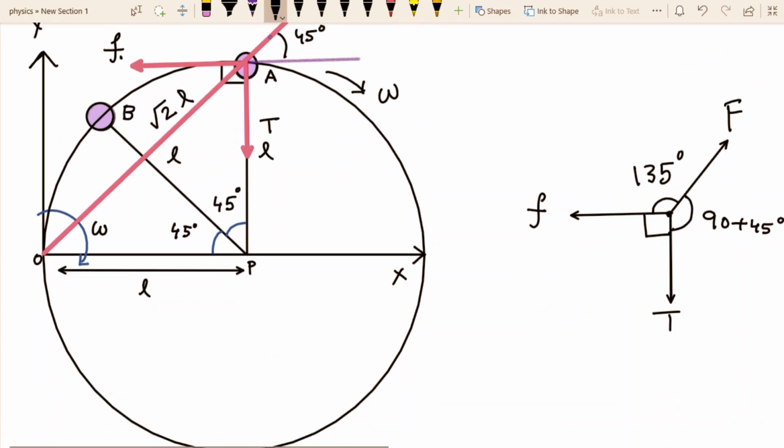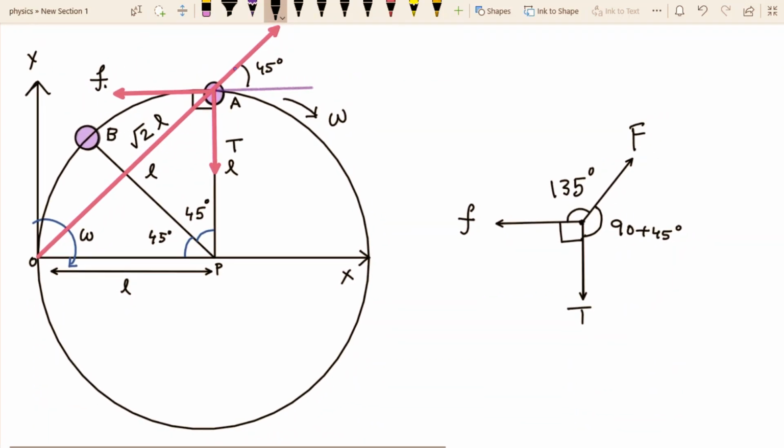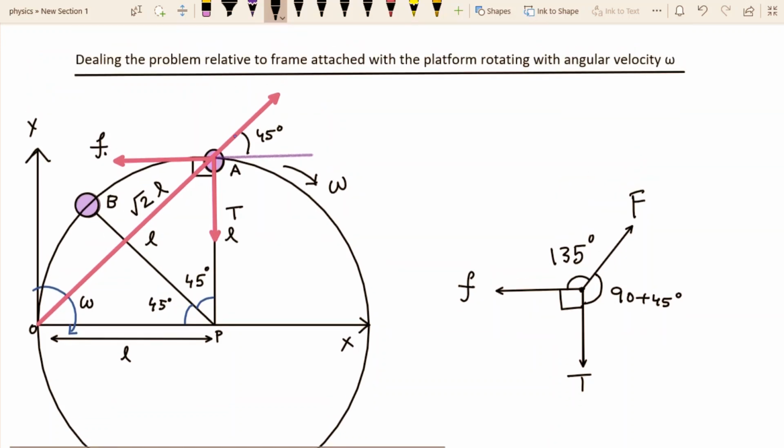Now this is the diagram. I have already plotted the diagram, and we have to find the angular velocity of the platform at which the disk A will begin to slide. If you see, the force directions are also clearly indicated in the diagram, and this is the tension direction. Tension is acting along the thread and it is towards P. And the distance AO is root 2 L, because this is a right angle triangle. By using Pythagoras theorem, you can easily get the AO value.